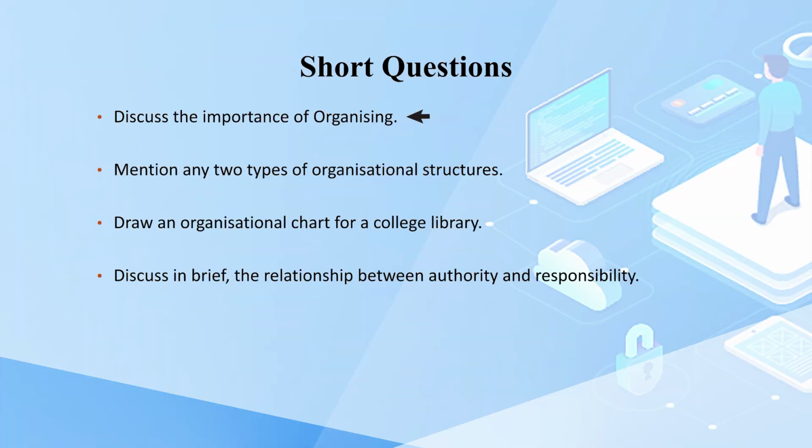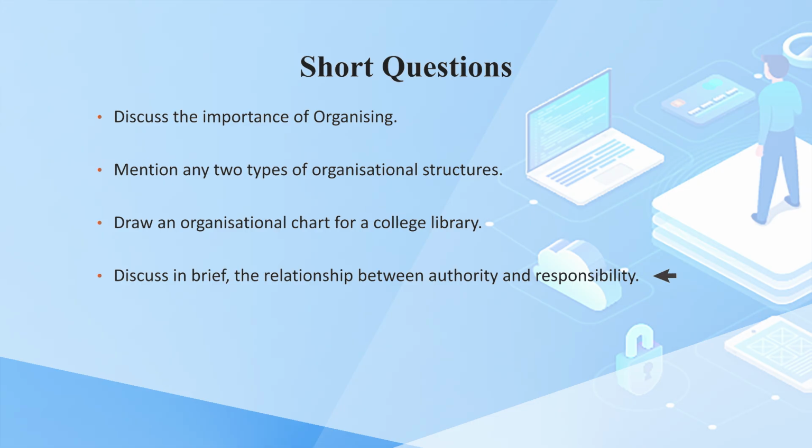So we have given some short questions: discuss the importance of organizing, which I have already given; then mention any two types of organizational structures. We have given different organizational structures. Draw an organizational chart for a college library. I have given a public library environment, so you have to go for a college library or a university library. This kind of question always comes. It can carry 5 marks, 6 marks, or something like that. And discuss the brief relationship between authority and responsibility, which I have already told.